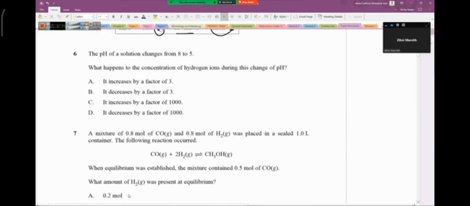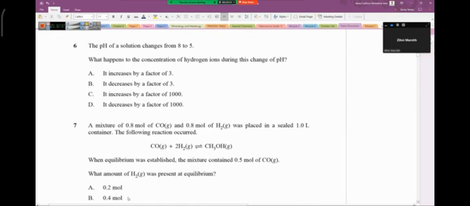Now D part, sixth part. Can you just try the sixth one? Right, we have studied an equation for pH also, right? You can use this, so you can actually do it. It goes from 8 to 5, which means it decreases by a factor of 1,000.